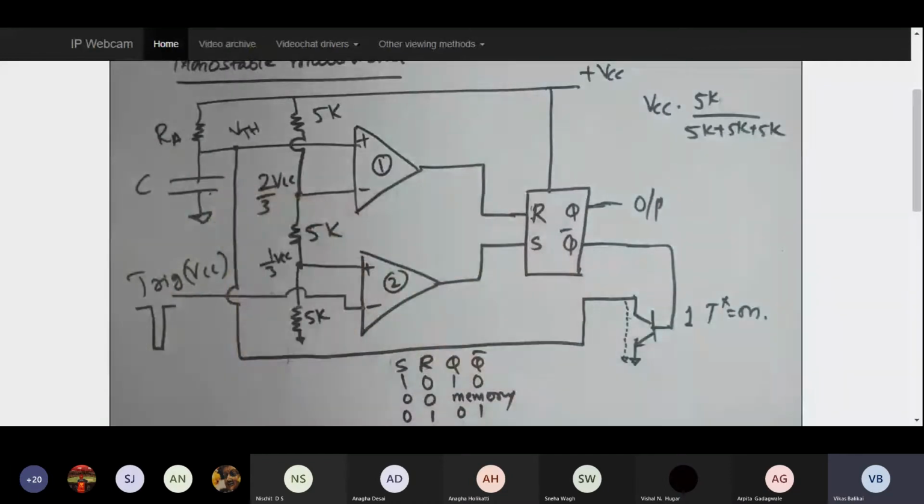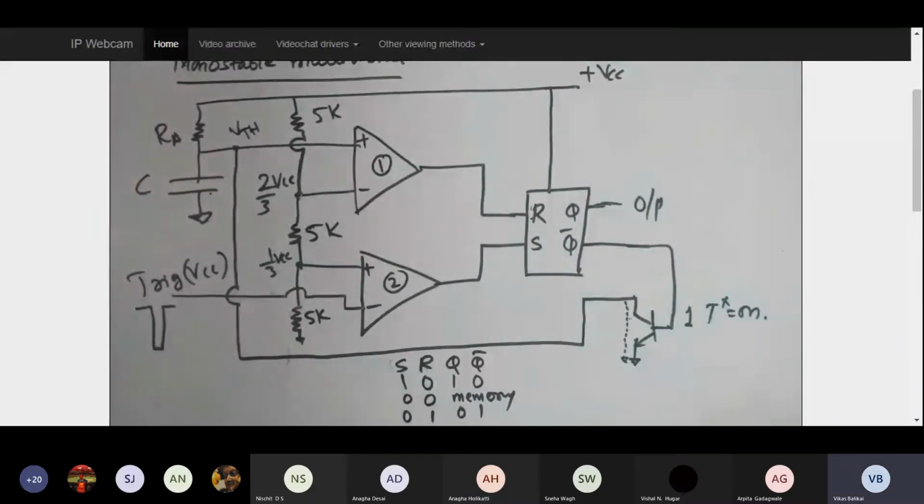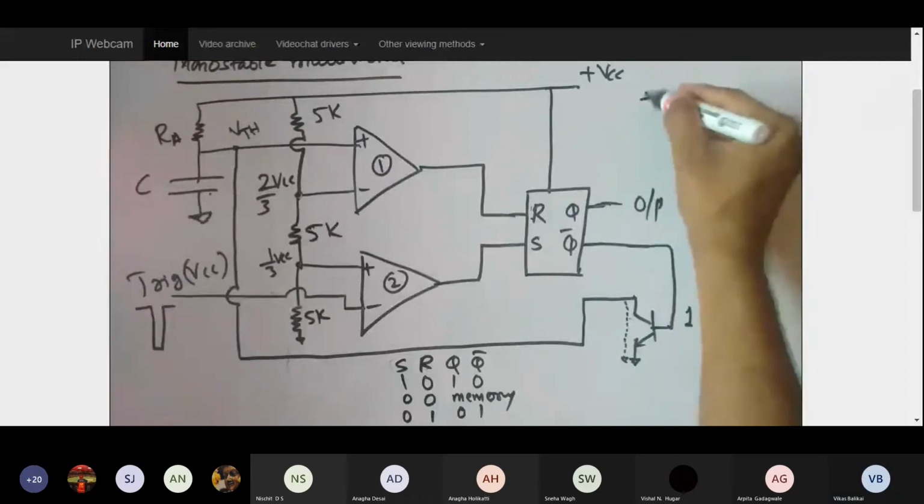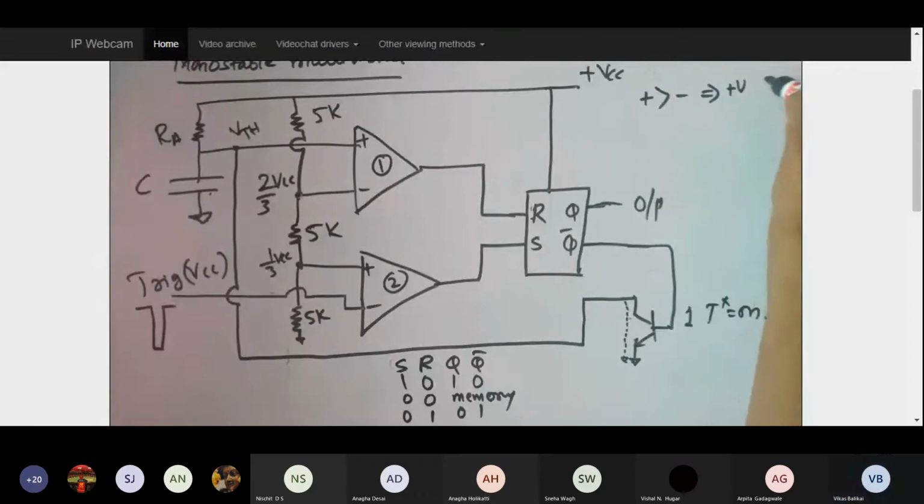Now, how exactly the comparators work, as we have already seen. Let me just write the condition for how the comparator works. Now, if the positive terminal is at higher potential than the negative terminal, then the output of that comparator will be fixed to plus VCC, which means I can say it is at logic 1. So, let me write it over here. If positive terminal is greater than negative terminal, then output will be fixed to plus VCC or logic 1.